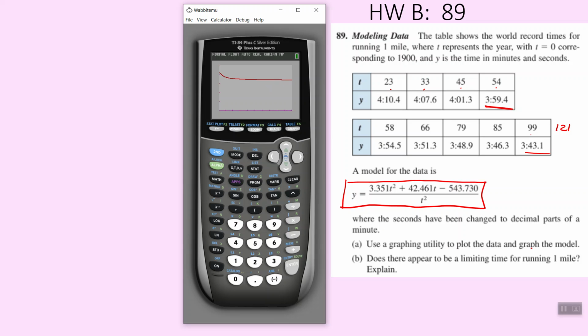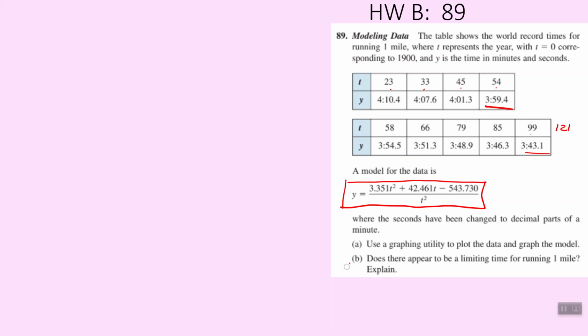Use a graphing utility to plot the data and graph the model. So that's me graphing the model, there it is right there. Does there appear to be a limiting time for running 1 mile? Explain. It looks like there is. It looks like there will be a limiting time.